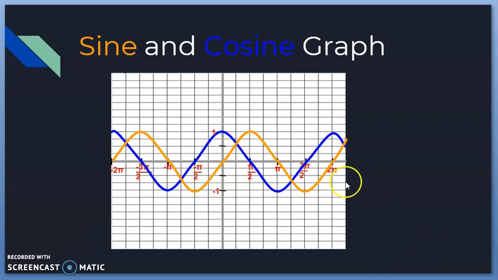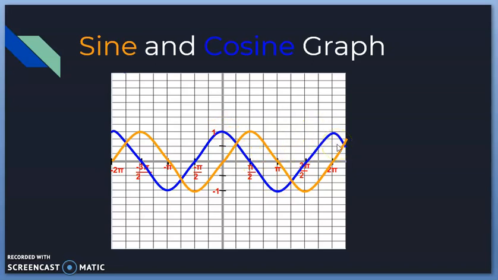This is just a quick refresher on what a general sine and cosine graph looks like. Sine is this orange line over here. It starts at its midline and moves to a maximum. This is for y equals sine x. And for y equals cosine x, we actually start at the maximum and go down to a minimum.